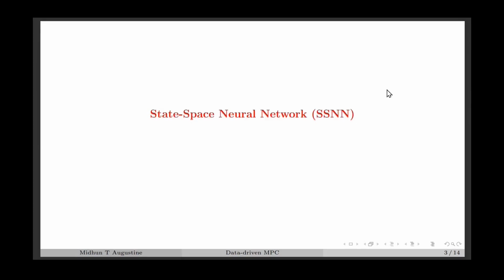In general, a state space neural network or SSNN can be considered as a special form of recurrent neural network or RNN, and it can be used for approximating nonlinear state space models.